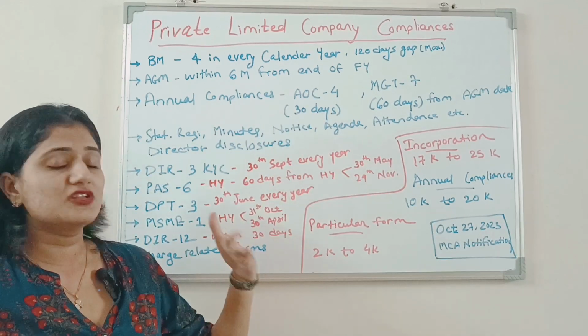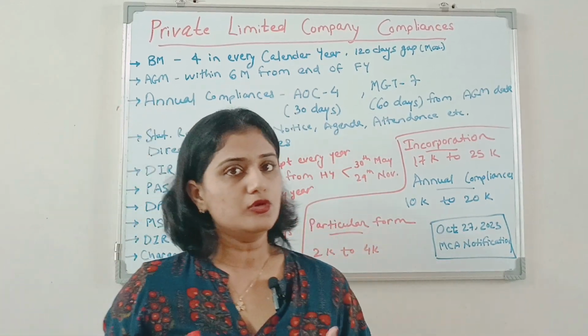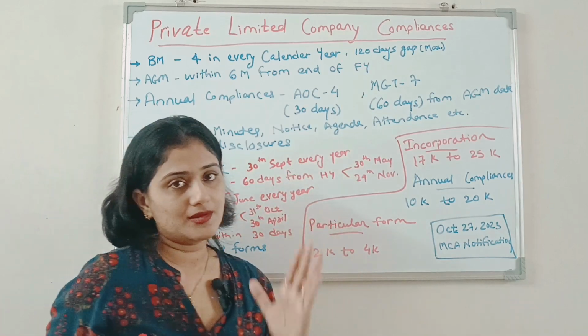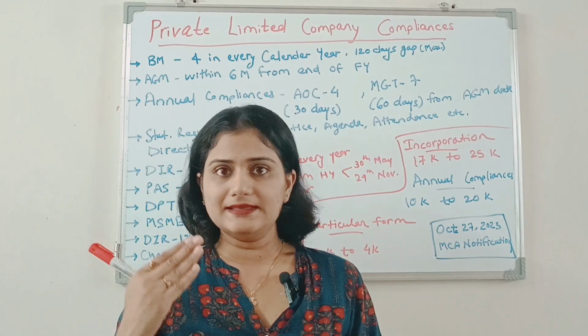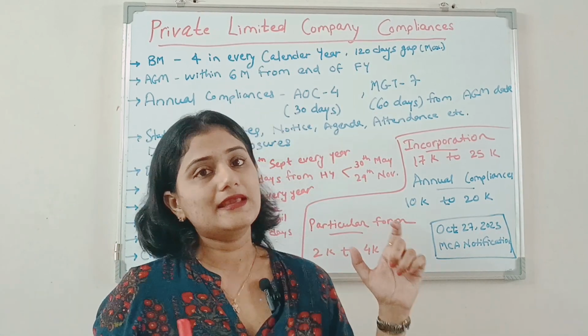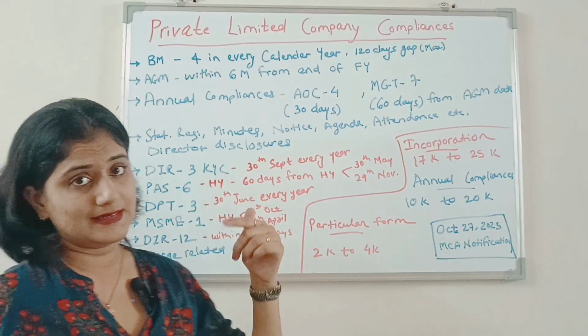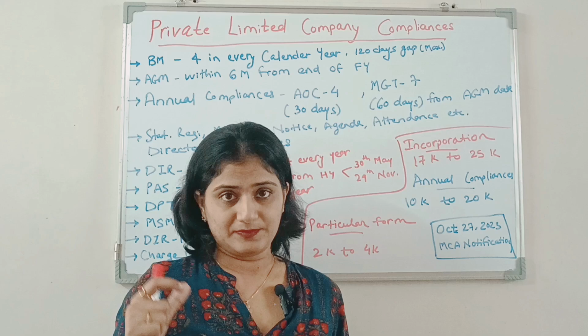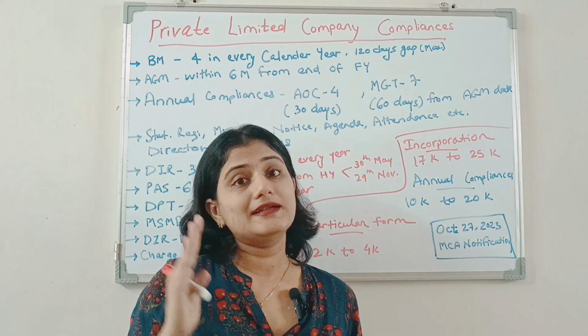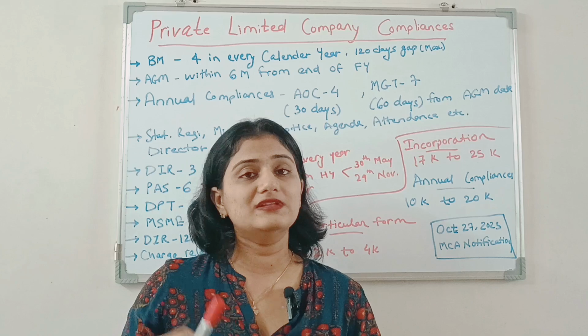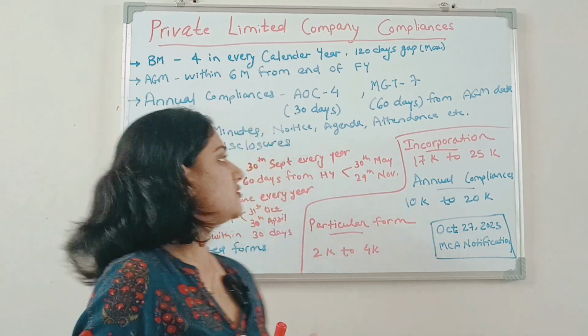Now with AOC4, the financial statement as well as the board report goes with this form. For example, if the company's AGM date is 30th September, then the AOC4 has to be filed within 30 days from 30th September. That means 30th October will be the last date for filing AOC4 without late filing fees. Okay.